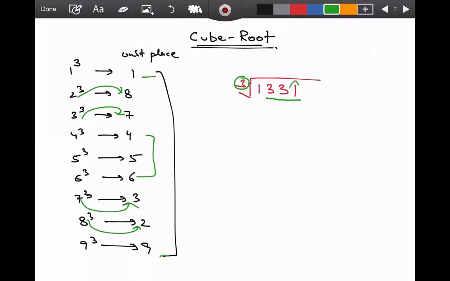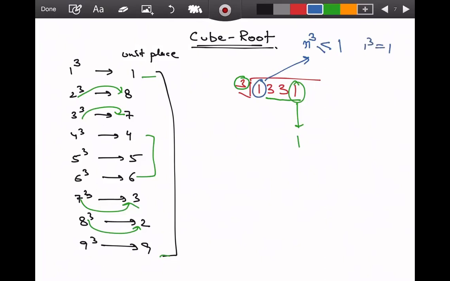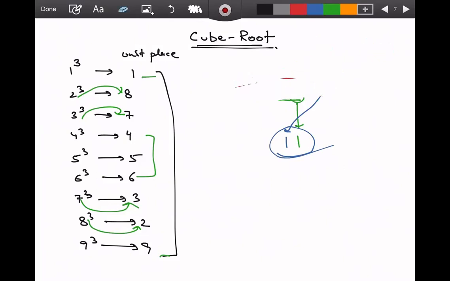So for 1331, what is the unit place? 1? Yes, sir. Similarly, we are left with 1. Which number's cube is just less than or equal to 1? 1 cube is 1. Answer is 11. So इसमें सिर्फ फर्स्ट डिजिट ही देखेंगे हम जो भी बचेगा. I'll take another example.